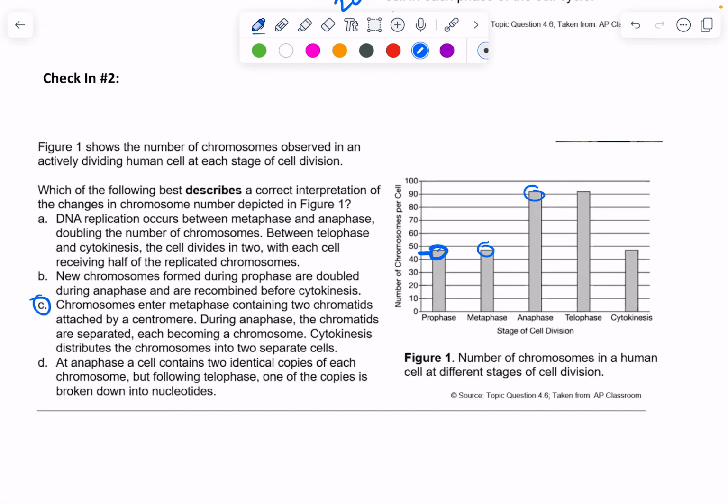Okay, so there's some questions to go with this, a lot of vocab, a lot of memorization, and then once you do that, I think the analysis part of this topic is fairly straightforward.